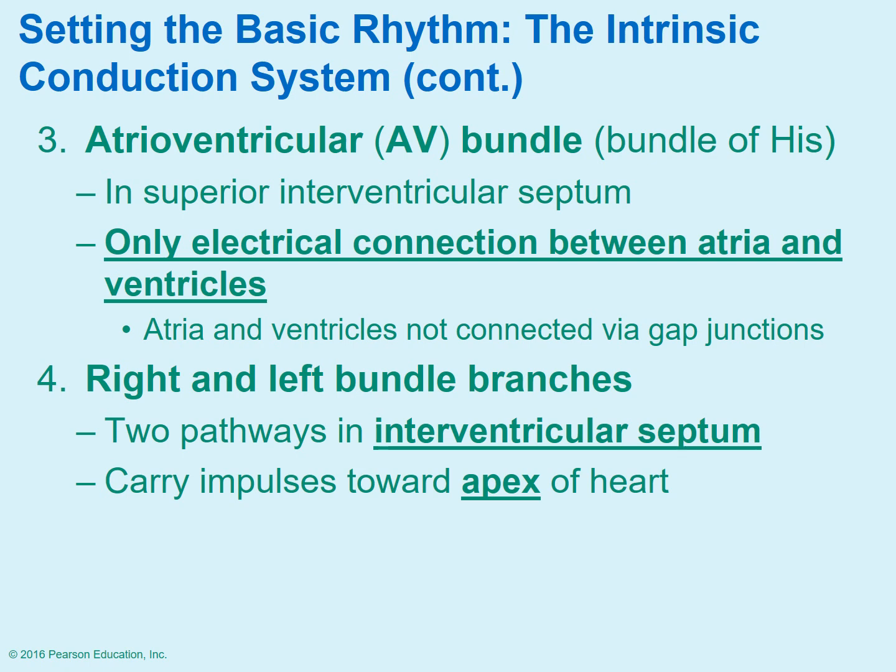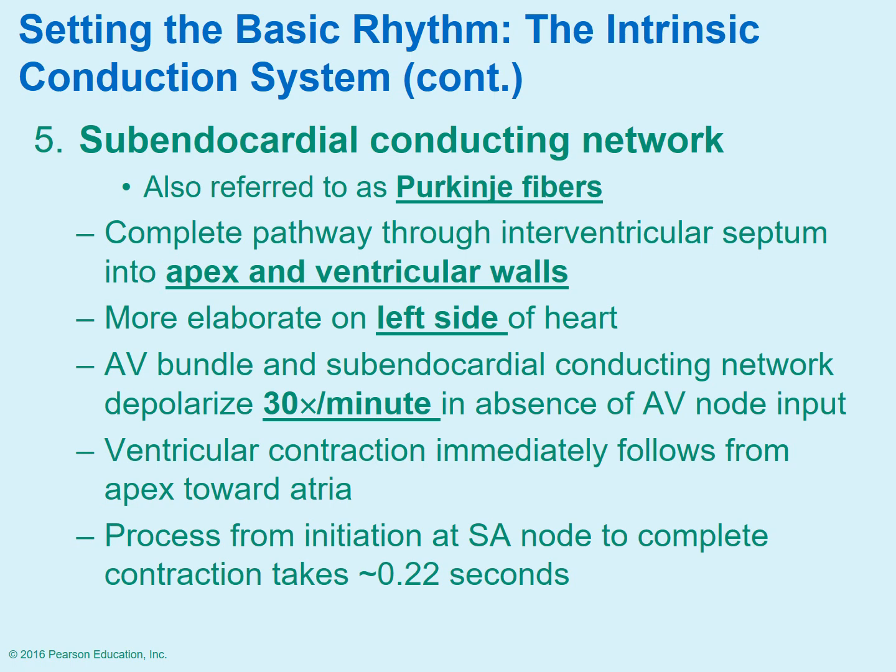The atrioventricular or AV bundle, this also is known as the bundle of His. This is the only connection between the atria and the ventricles because there's no gap junctions between them. So this is the only way that electrical impulse can travel from the atria to the ventricles, is through this bundle of His. It's located in the superior interventricular septum, and then you're going to have it spread to the right and left bundle branches. Those two pathways, they're in the interventricular septum. They're going to carry that impulse down towards the apex of the heart. And from there, it's going to go through the Purkinje fibers.